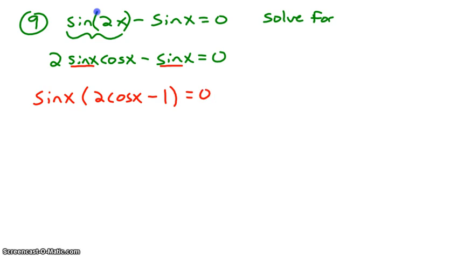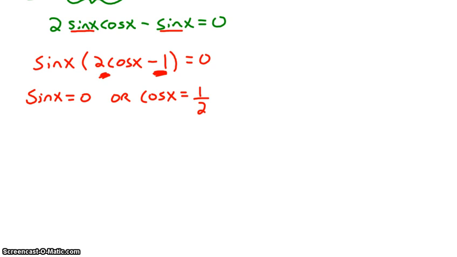Using the zero property, I now have sine x equals 0, or, in this case an or, one has to happen, or the other has to be equal to 0. I have cosine x equals 1 divided by 2, so 1/2. Now remember, that comes from the opposite of -1, and then I divide by the 2.